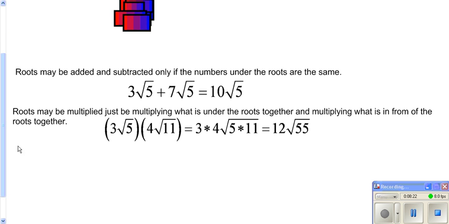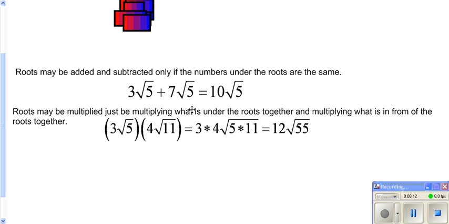Now, roots can be added and subtracted if the number inside of your root is the same. So 3 of these root 5s plus 7 more of the root 5s gives you a total of 10 of the root 5s. Just like 3 oranges plus 7 oranges is a total of 10 oranges. The root in this case is kind of like your label.